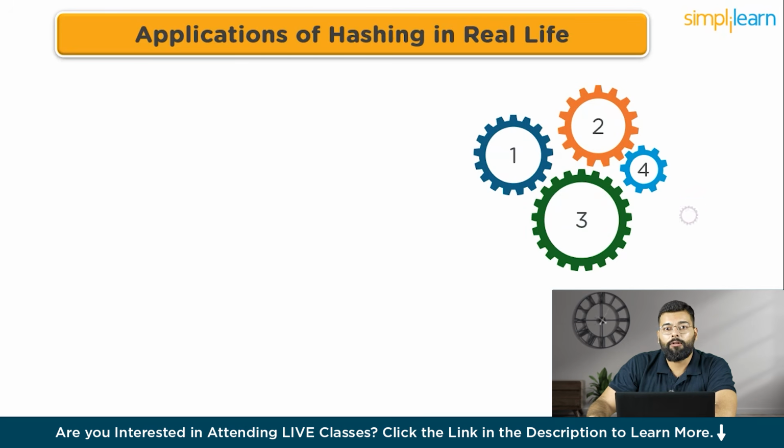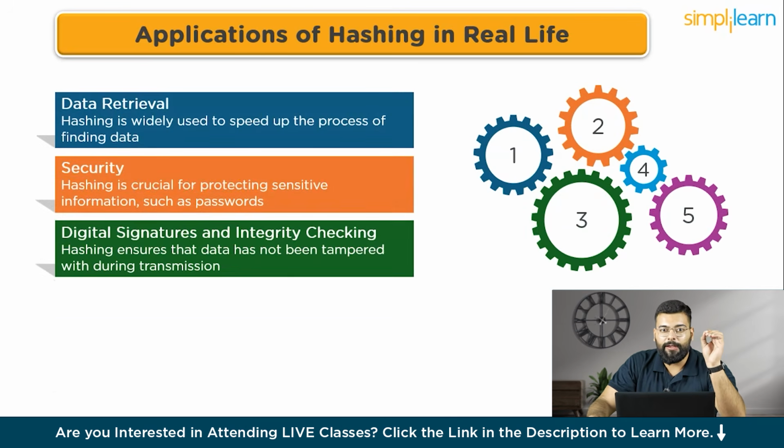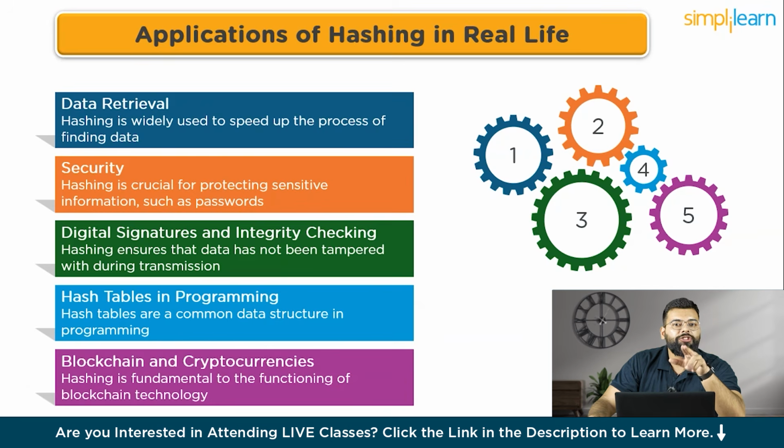Number one is data retrieval. Hashing is widely used to speed up the process of finding data. When you look something up in a dictionary or a phone book, you don't go through every entry. Instead, you jump directly to the section you need. Hashing does something similar with digital data. For example, imagine a library system where books are sorted not just by titles, but by unique codes generated from the titles. These codes help the librarian quickly locate any book without scanning through every shelf.